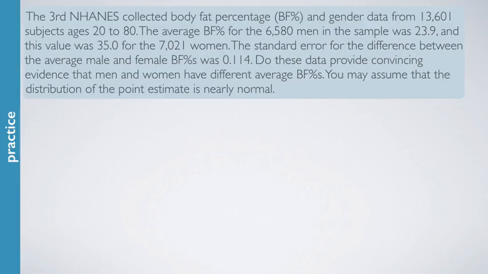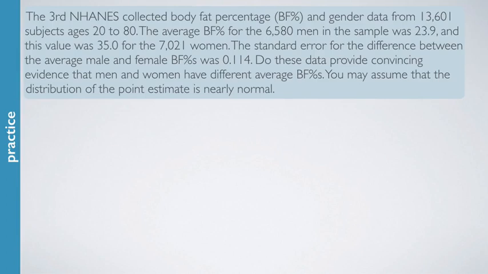Now let's take a look at a practice problem doing a hypothesis test on an estimator different than the sample mean. The third National Health and Nutrition Examination Survey, NHANES, collected body fat percentage and gender data from over 13,000 subjects between ages 20 and 80. The average body fat percentage for the 6,580 men in the sample was 23.9%, and this value was 35% for the 7,021 women. The standard error for the difference between the average male and female body fat percentages was 0.114.